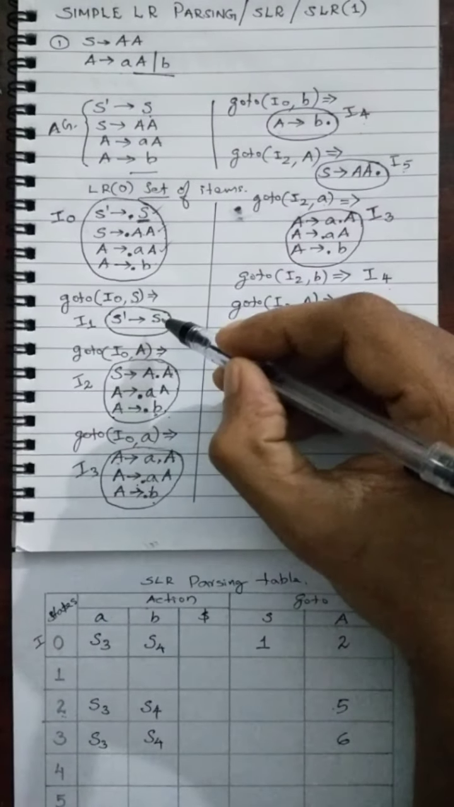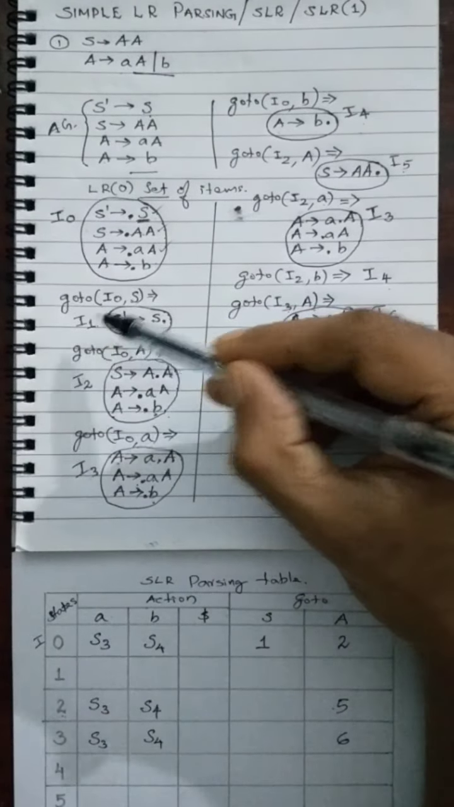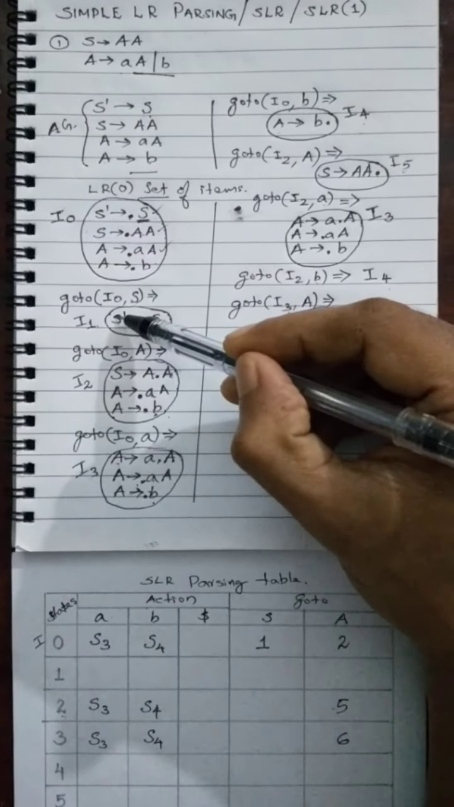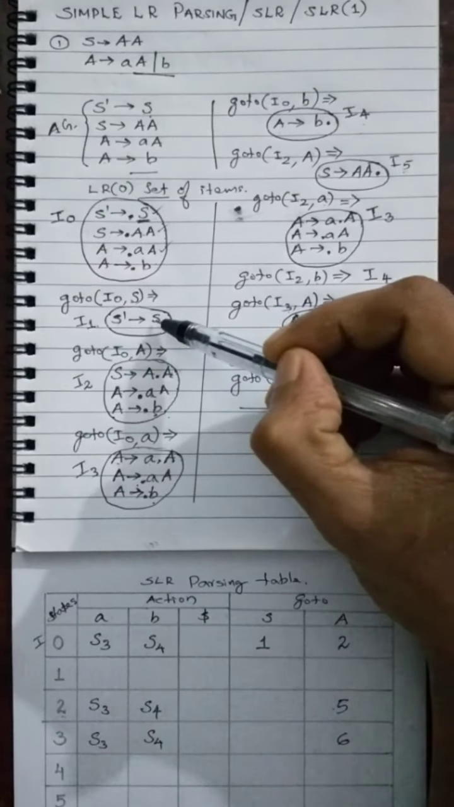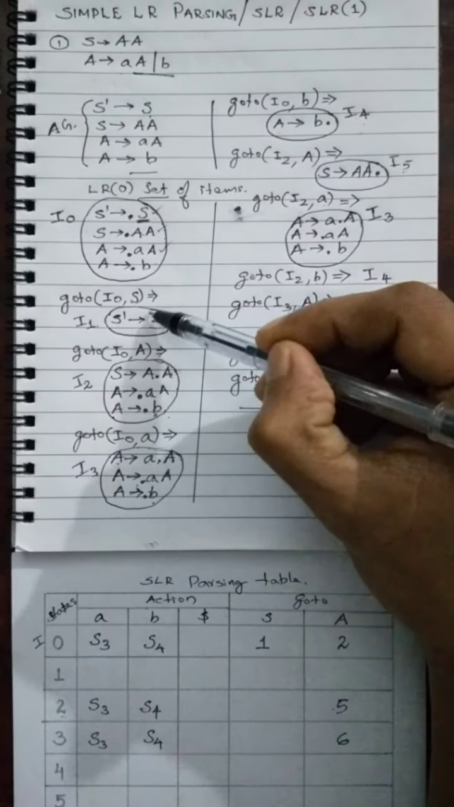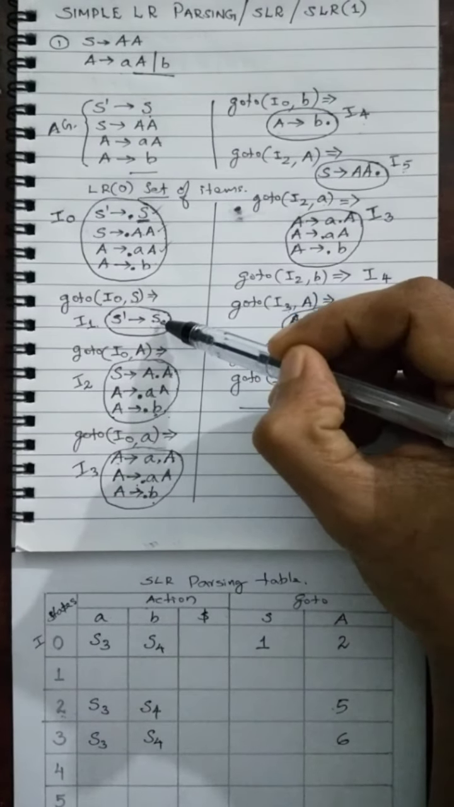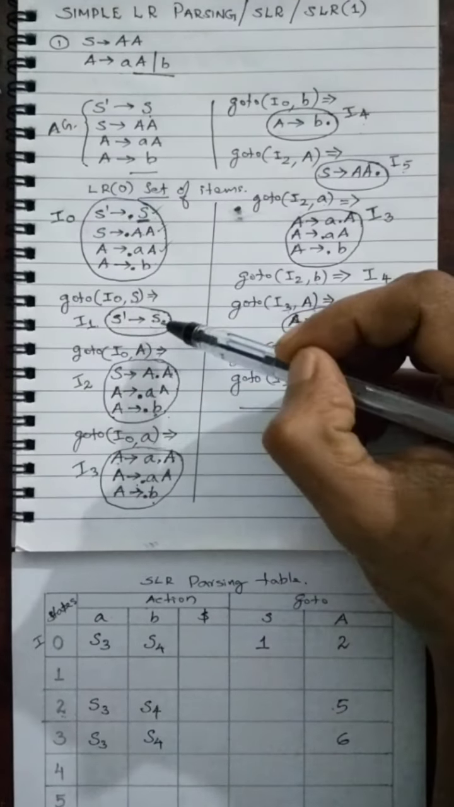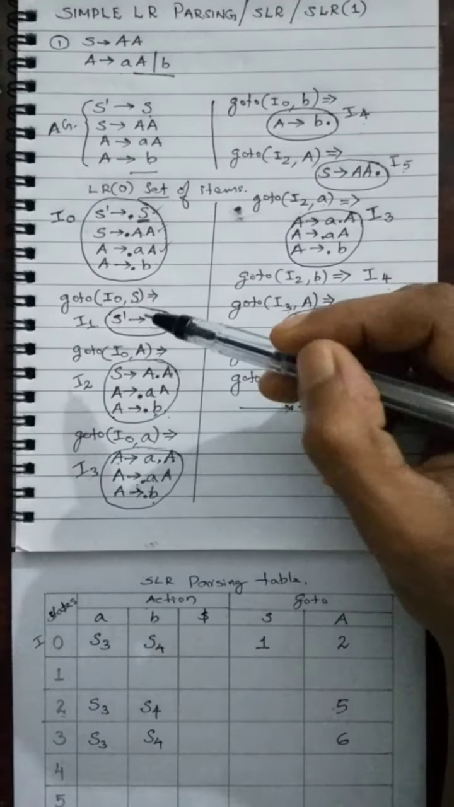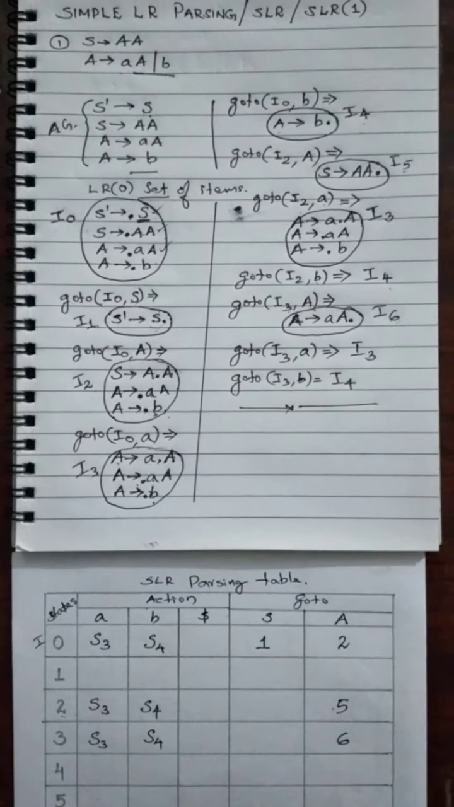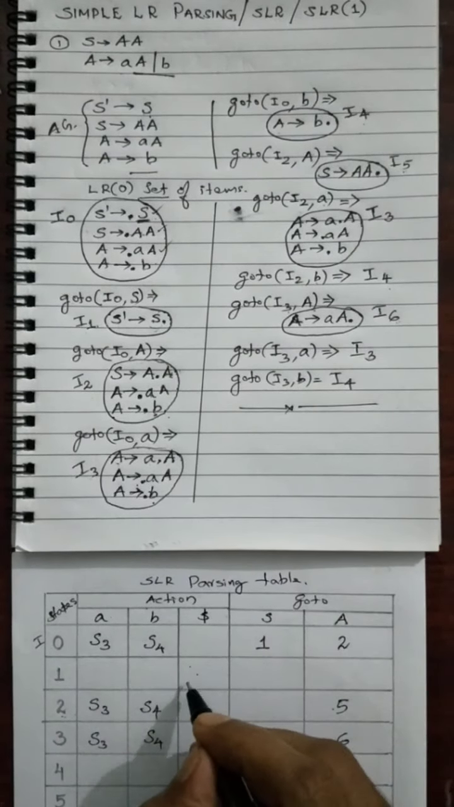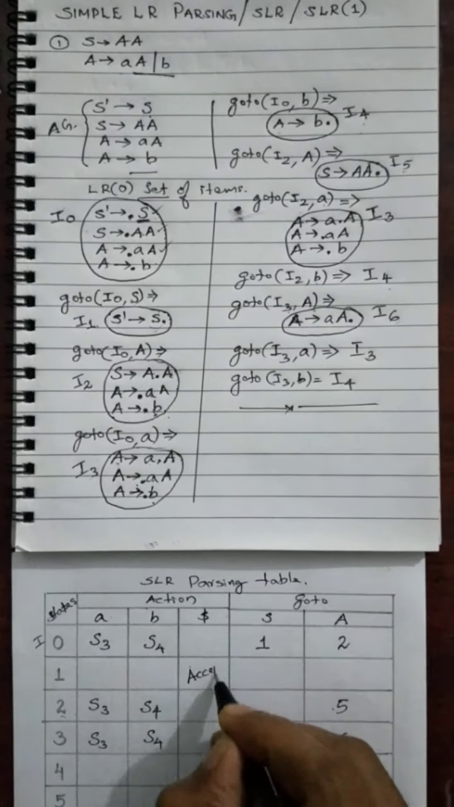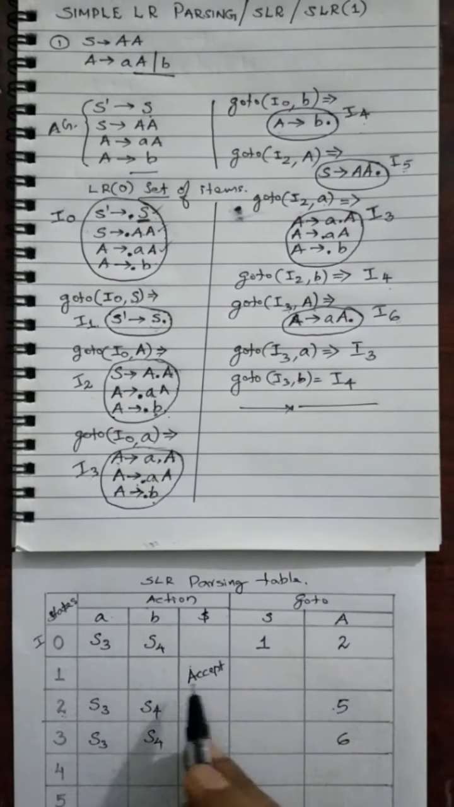So where do you encounter the root? It is at I1, right? There we find that the production is S' producing S dot. It means that you have encountered the root S. So in I1 you need to mention accept. Where do you mention accept? It is in the dollar column, because dollar is the end marker. So here you should mention accept in I1 on dollar.